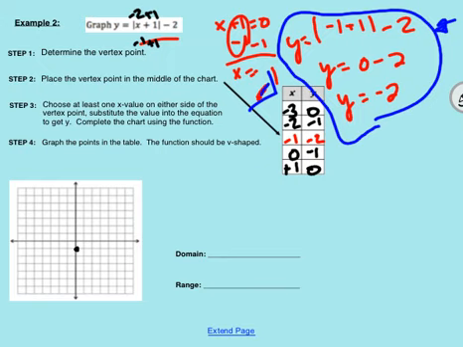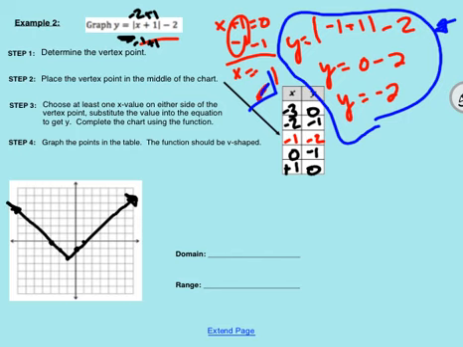My vertex is negative 1, negative 2. Then I go even farther: negative 2, negative 1, negative 3, 0, and 1, 0. So when I do an absolute value equation, I'm going to have this V every time, and it's just going to keep going up by 1, which is good, because that's what my a value here is. That's my slope, or it would go this way.